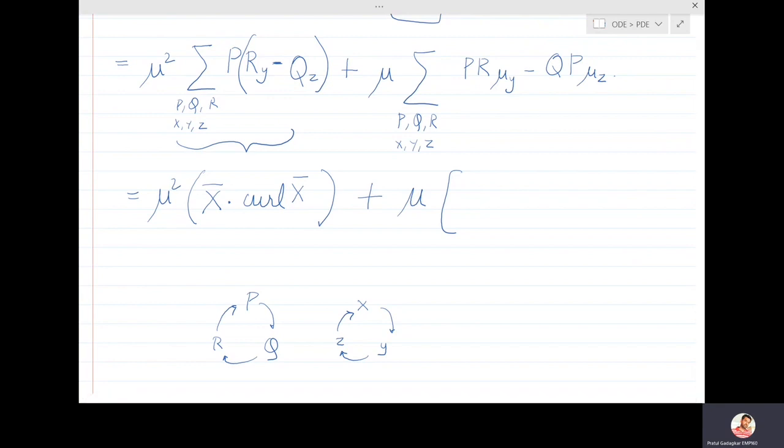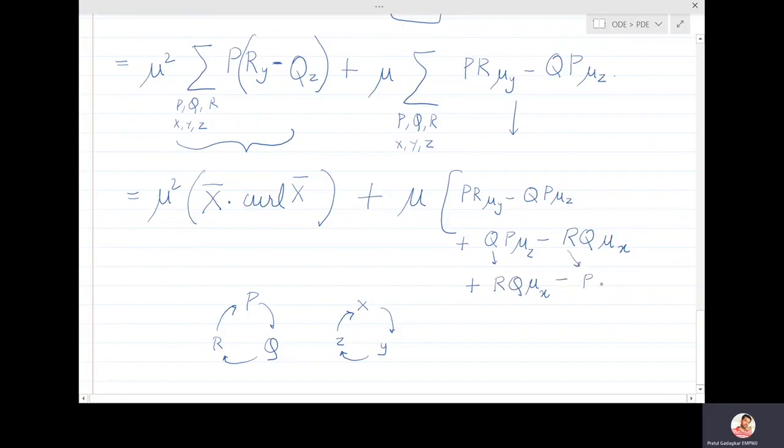You will get three terms in the summation. So what will happen when I expand this summation? I will get pr mu y minus qp mu z. The first symbols are as they are, next let us change the variables. So p gets replaced by q, r gets replaced by p, mu y gets replaced by mu z because y gets replaced by z, minus q gets replaced by r, p gets replaced by q, mu z gets replaced by x, plus again change of variable, q gets replaced by r, p gets replaced by q, mu z gets replaced by x, minus r gets replaced by p, q gets replaced by r, and mu x gets replaced by y. And we see that these terms are actually cancelling each other. pr mu y is cancelling pr mu y, qp mu z is cancelling with qp mu z, and rq mu x is cancelling with rq mu x.